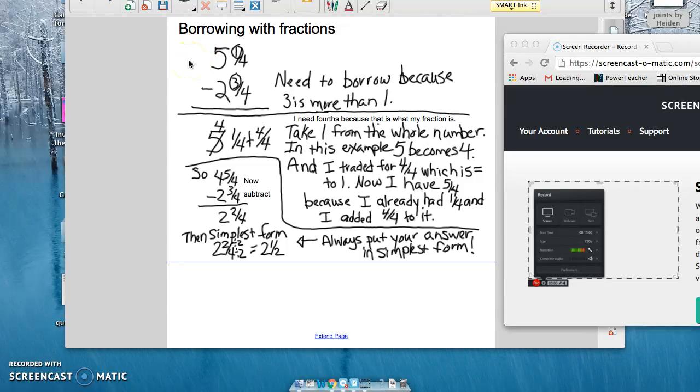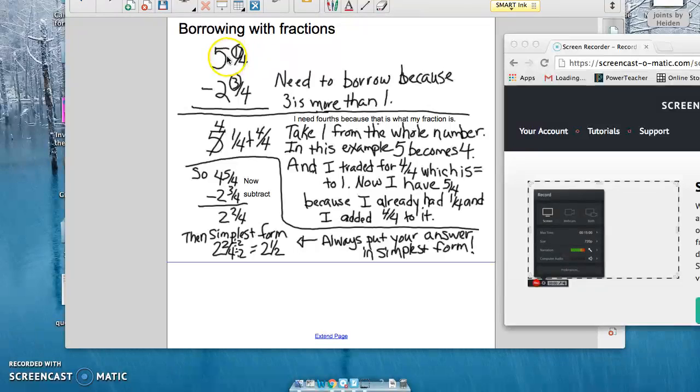This is the lesson on borrowing with fractions. We talked about how you don't get tens when you borrow with fractions because you get whatever you need, whatever the denominator is. So in this case, we're borrowing from 5 1/4, and it says we need to borrow because the top fraction is more than the bottom fraction. We can't take 3 from 1, so we have to borrow.